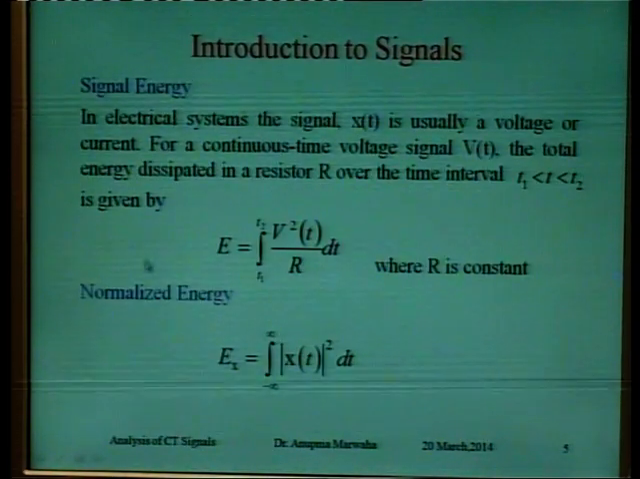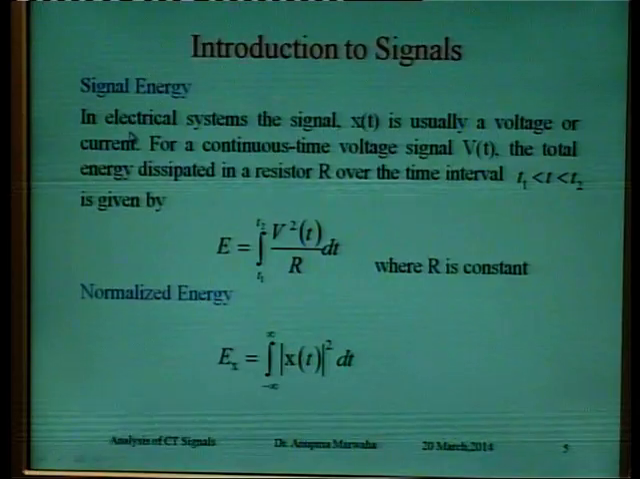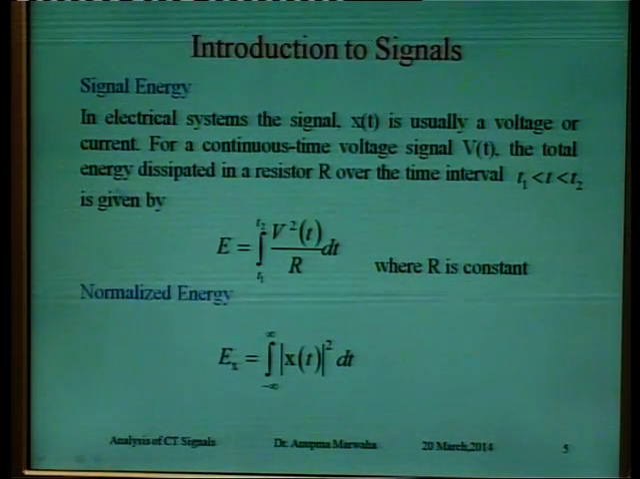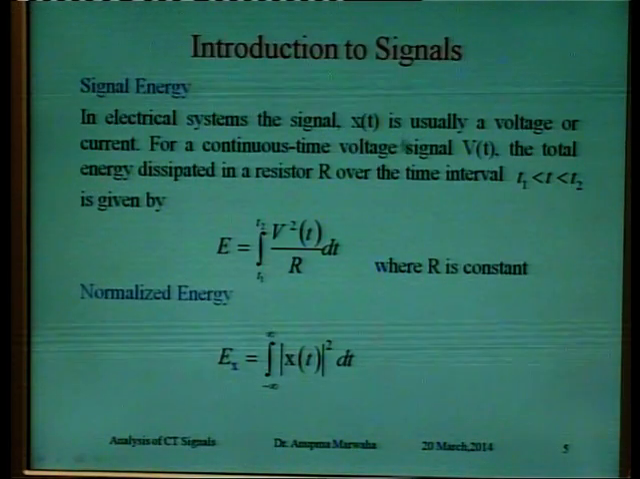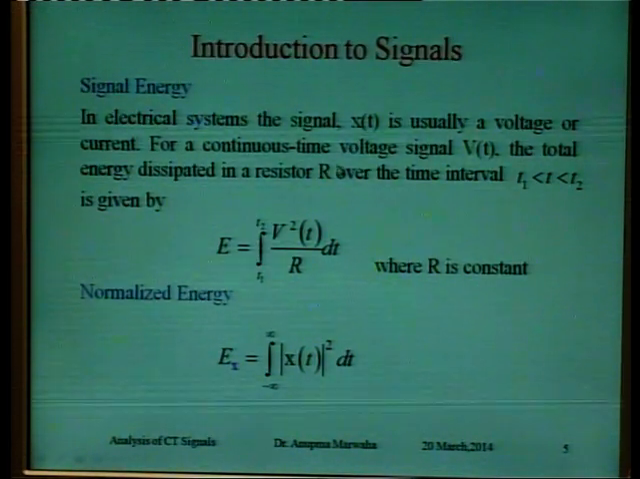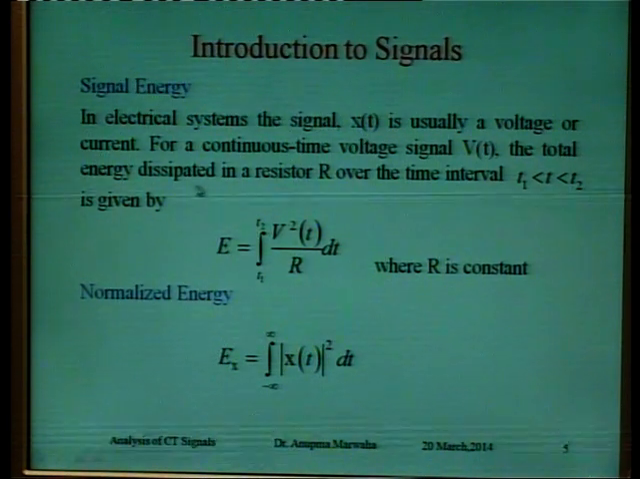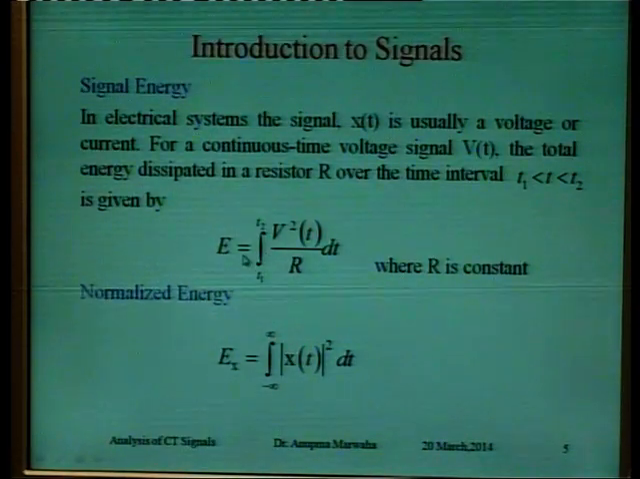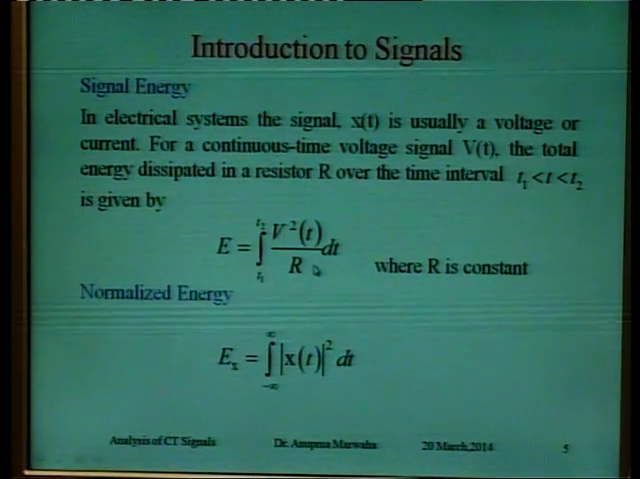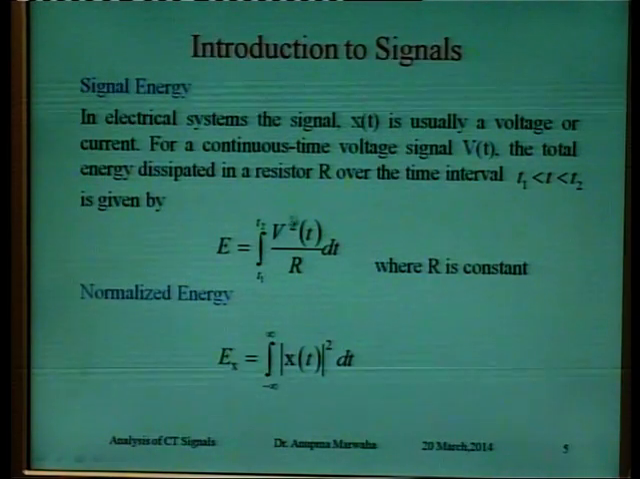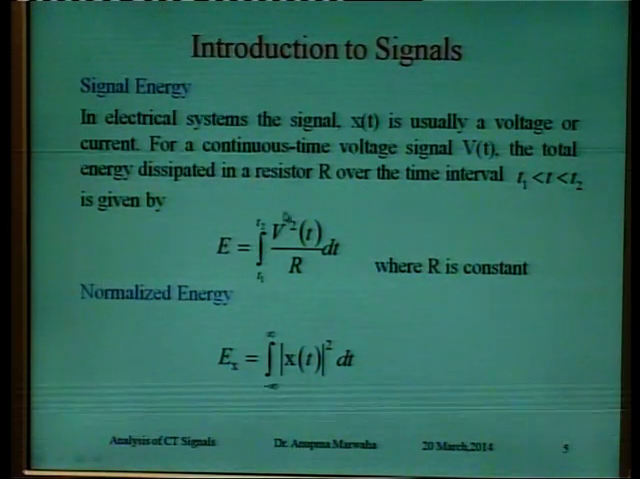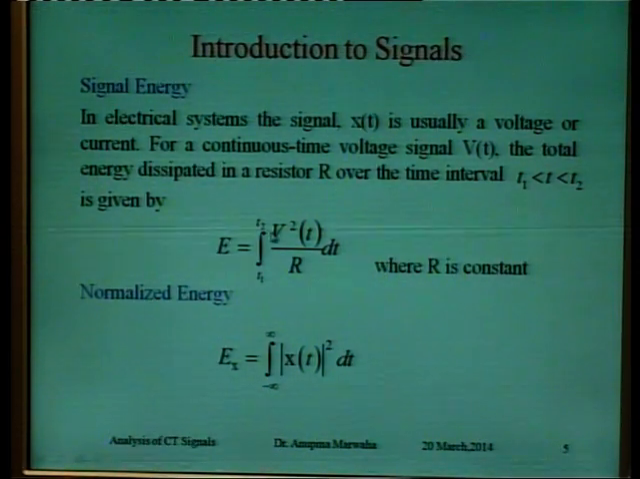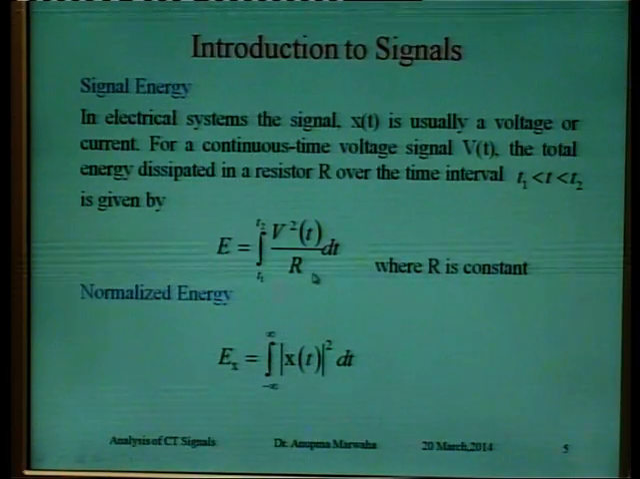The next parameter is signal energy. Now, in electrical systems, the signal x(t) can be either a voltage signal or a current signal. Let us suppose that we have a continuous time voltage signal v(t) as the value of x(t), then the total energy dissipated in a resistor over the time interval t1 to t2 is given by integral of v squared by R dt, because, as we know, the power is given by v squared by R. So, the energy is the integral of power.